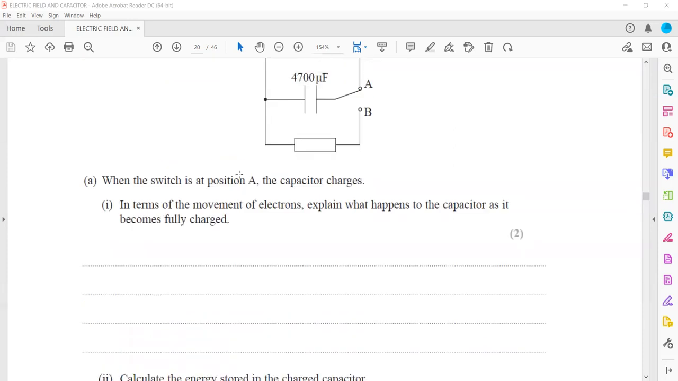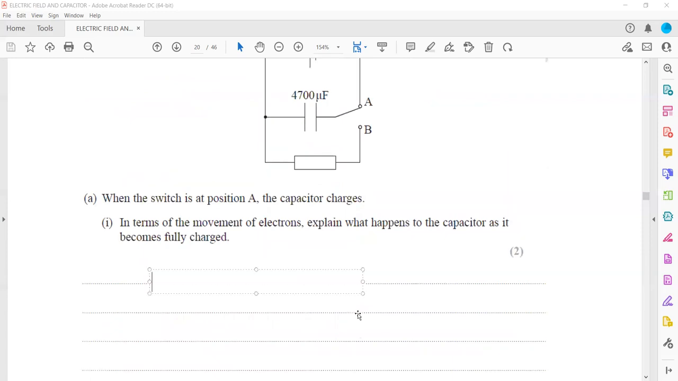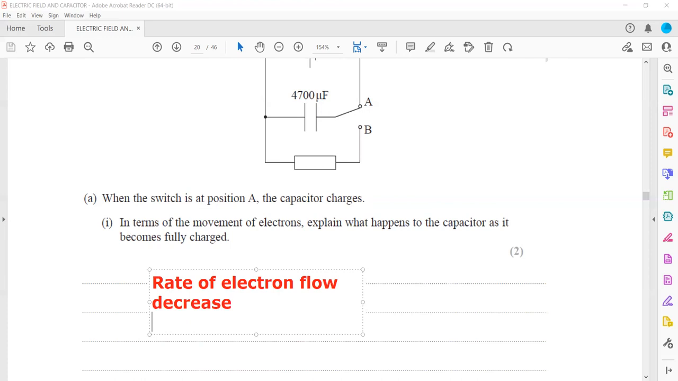So in terms of movement of electrons, when the capacitor becomes fully charged, the rate of electron flow decreases. And electrons move from one plate to another through the external circuit, moving out through the external circuit.